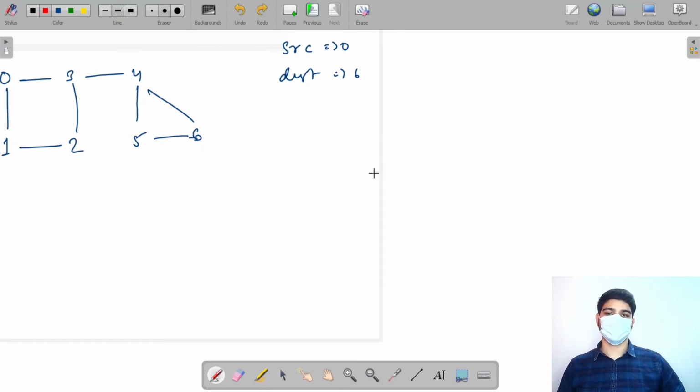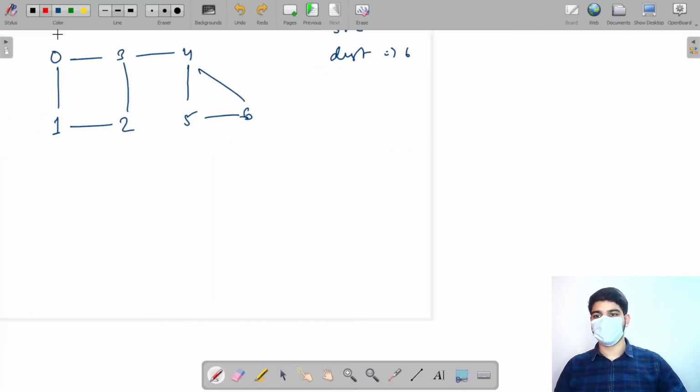And to write a recursive solution, what we need is the faith and expectation, right? So what is our faith? Our faith is that if I would call from 0, let's suppose, I would say that all of my neighbors from 0, which are 1 and 3, they would tell me whether there is a path from 1 to 6 or 3 to 6, right?